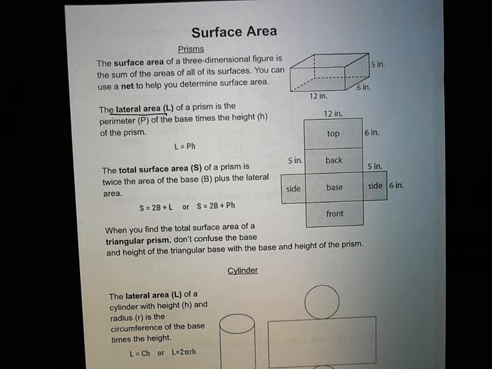It's used a lot. Think about the outside of your house. Paint costs about $30 a gallon. It is expensive. If you buy too much paint, you've wasted your money. So calculating the lateral surface area of your house is important when you're buying paint.